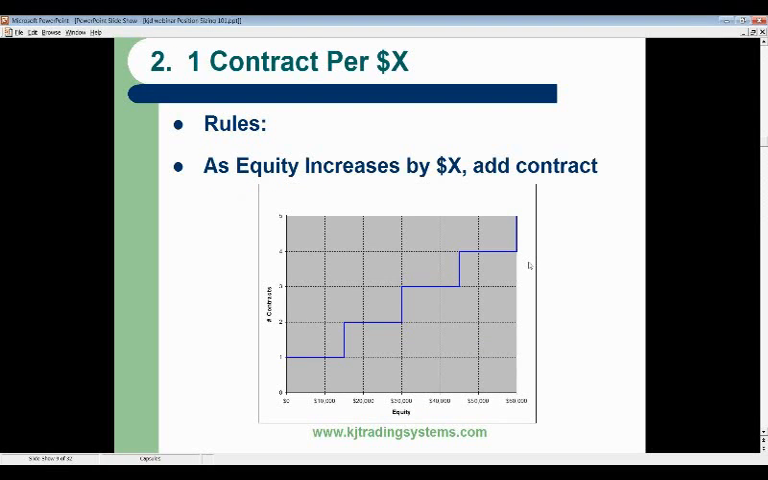Here is one contract per a certain dollar amount. As you hit these different dollar amount thresholds, your contracts jump up from 1 to 2, 2 to 3, 3 to 4. So it's kind of a stairway type effect. Again, that one's pretty simple.